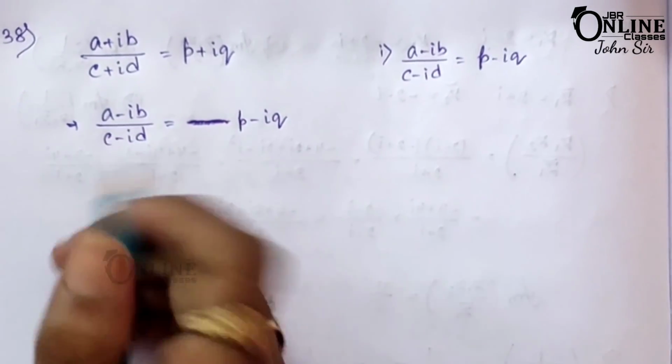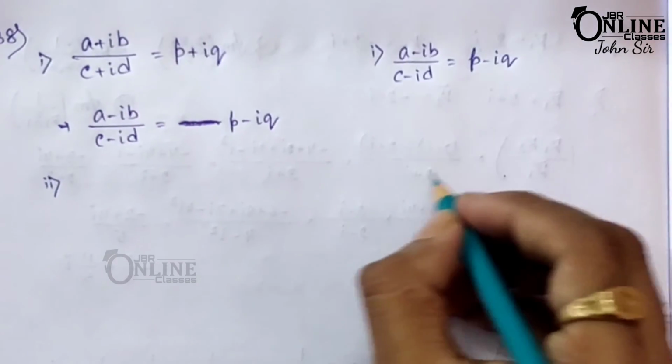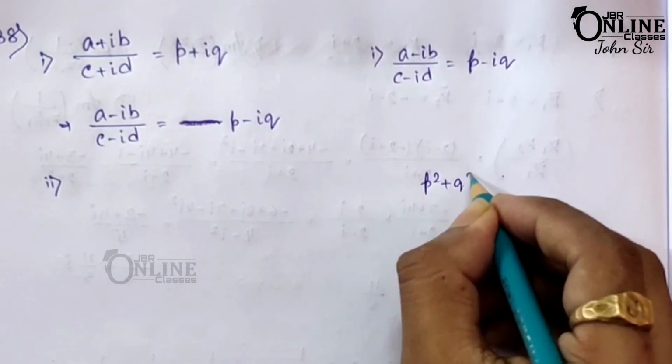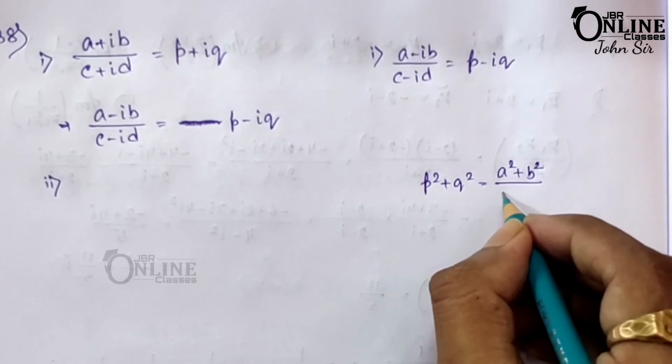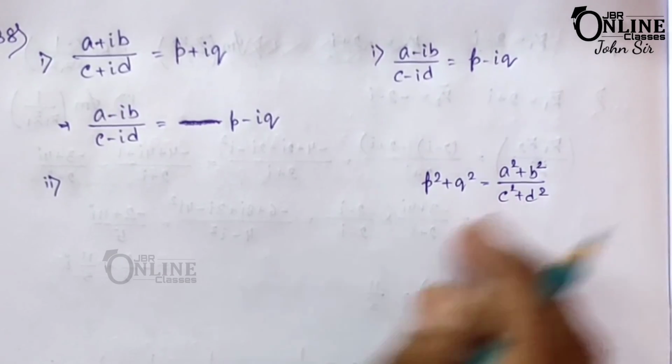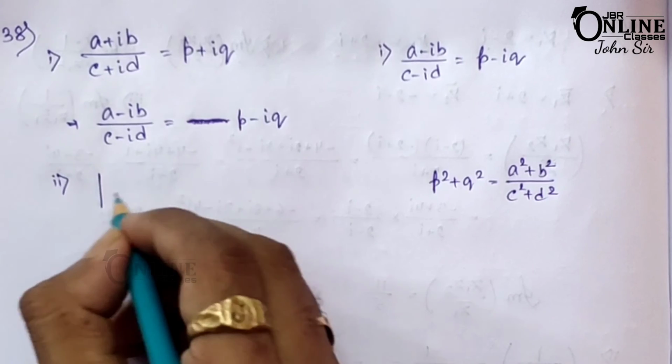Okay, and it's proved. So that will be the first one. Now the second one. In the second one, you have to prove that p square plus q square equals a square plus b square plus c square plus d square. So here, first you have to take mod on both sides.